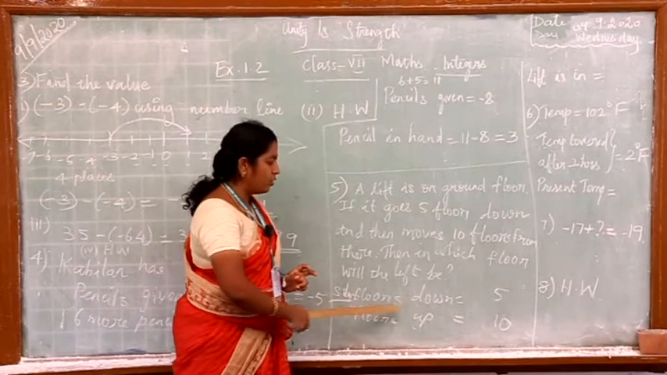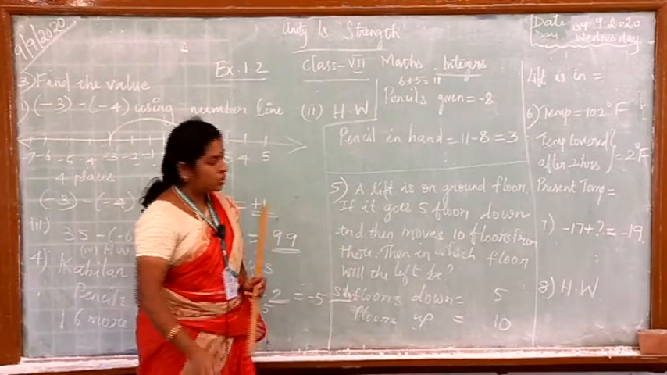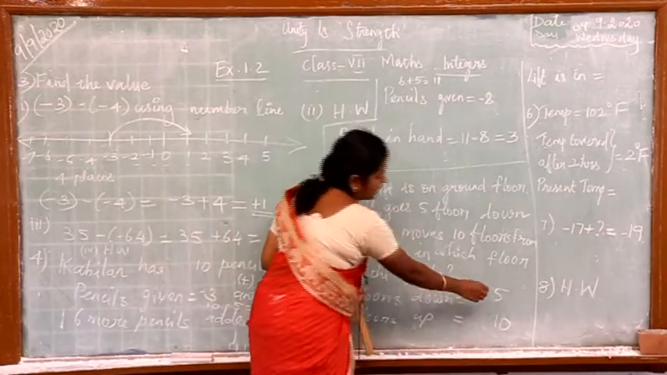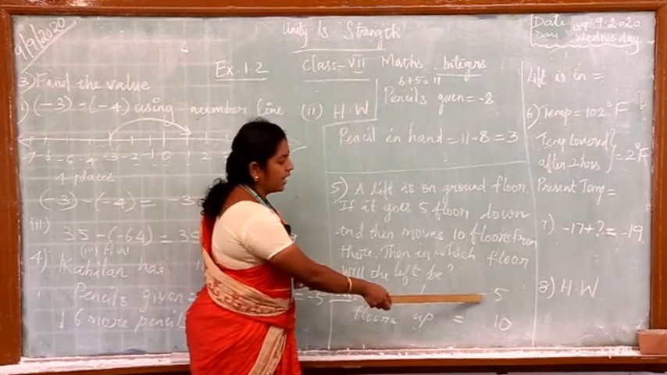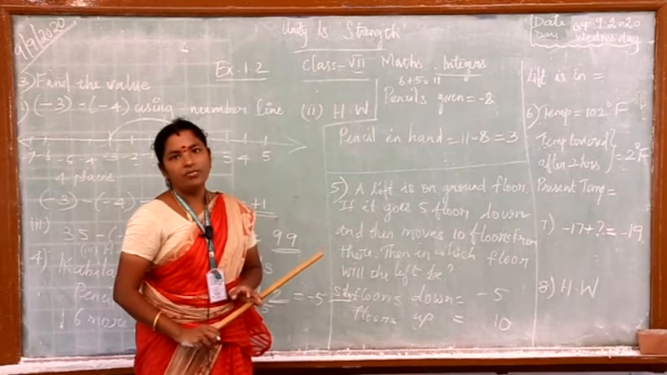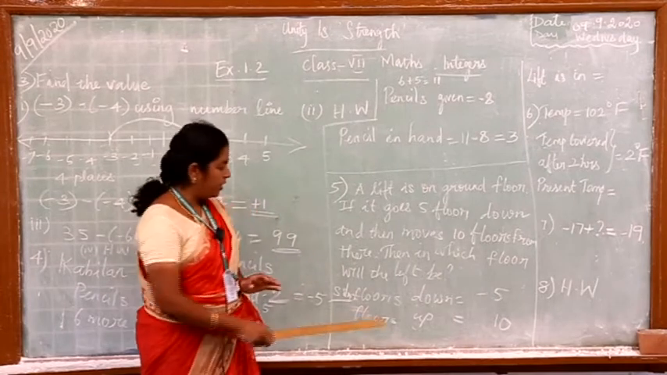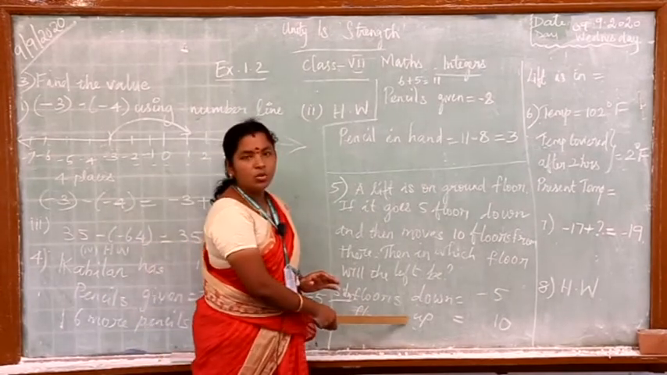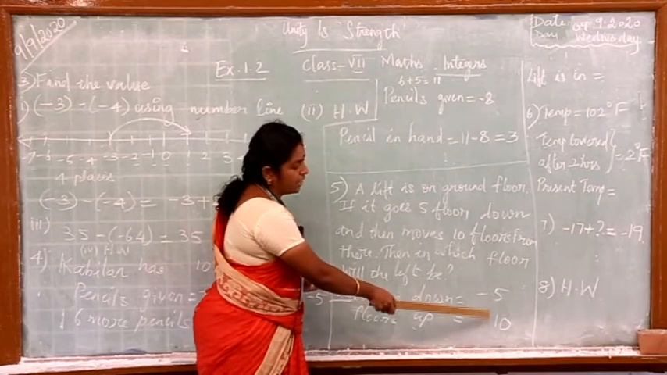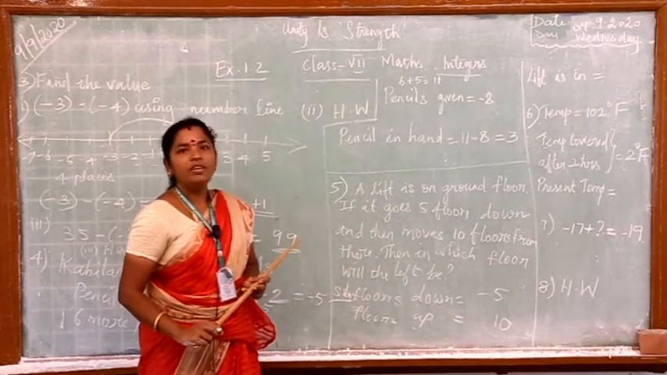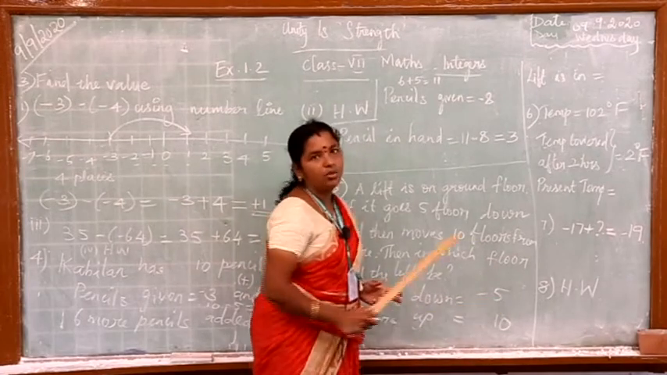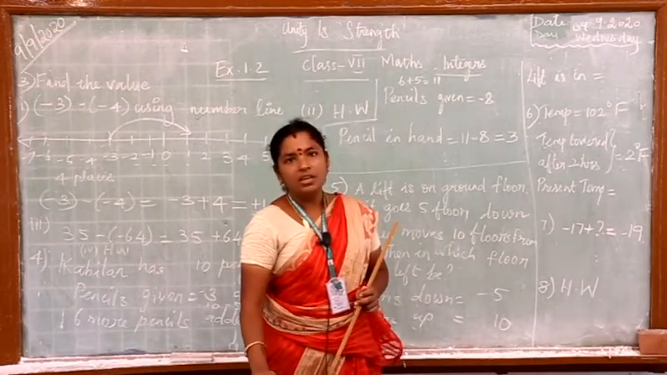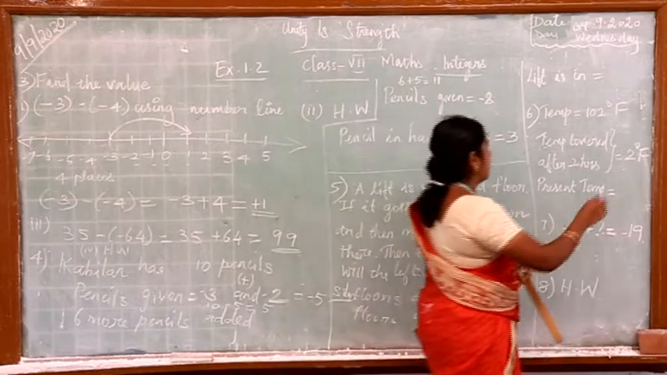Floors down: how many floors is it going down? 5 floors. So, we are going to take it as minus here, because wherever the lift is going down, it is taken as a negative integer. So, we are taking minus 5. Then floors up: how many floors is it going up? 10 floors. So, minus 5 and 10. Now, on which floor will the lift be? We are going to add these two so that you can see on which floor the lift is. So, that is minus 5 plus 10.